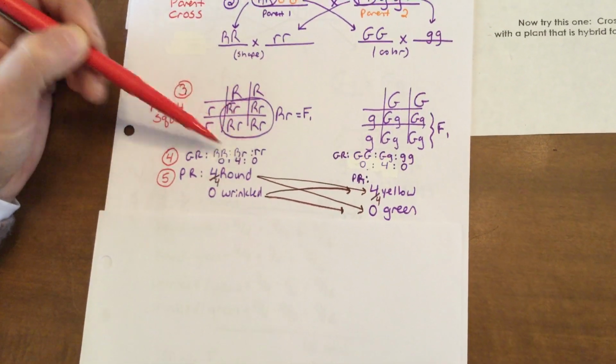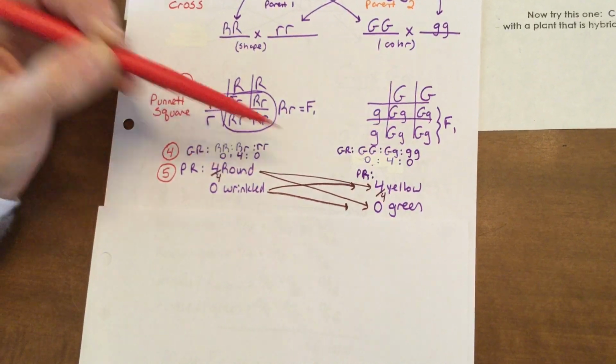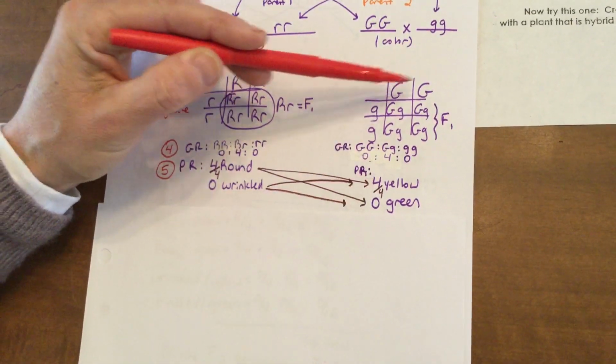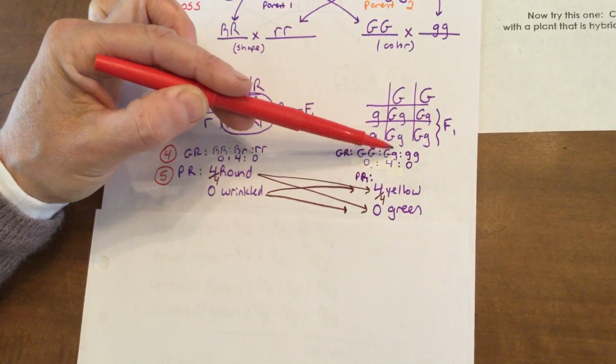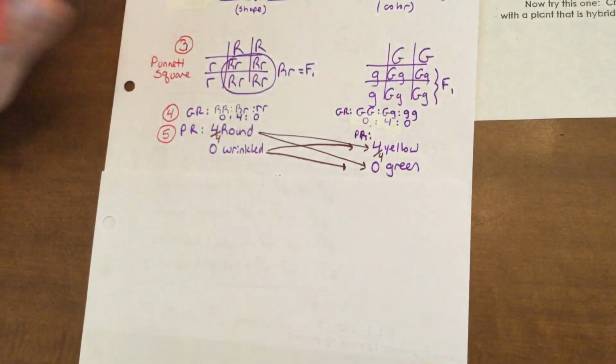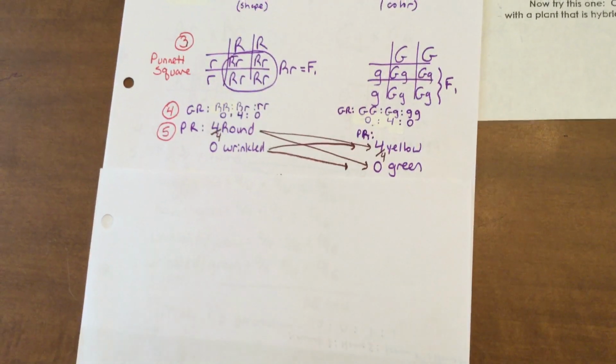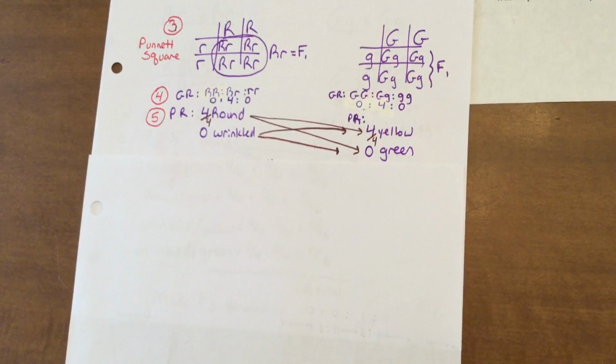So if that were the case, I would not be able to produce any wrinkled seeds with this particular parent cross. Same thing with color. I'm not going to be able to make any greens because all 4 offspring are big G, little g. But we can't stop there because we want to know both traits at the same time. Right now we're saying, oh, this is what we have for one trait and this is what we have for the other trait. But how about if we put them together?